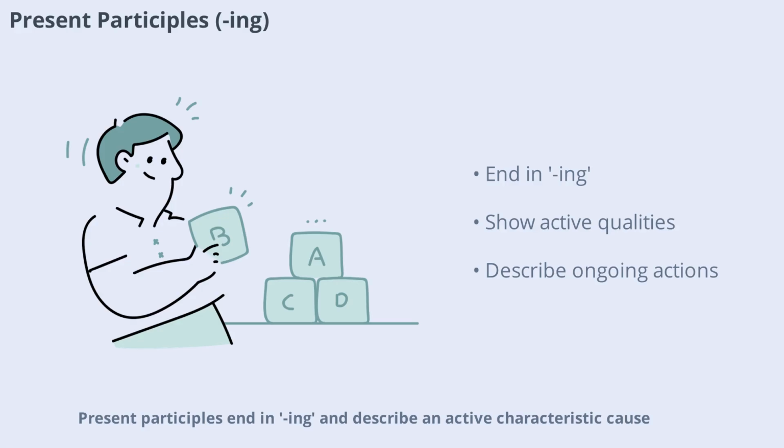Present participles end in ing and describe an active characteristic, cause, or nature of a noun. For example, in the phrase, the running water, running tells us what the water is doing. Present participles are great for showing ongoing actions or qualities that are currently happening. They help your reader imagine the scene as it unfolds, making your writing more immediate and lively.